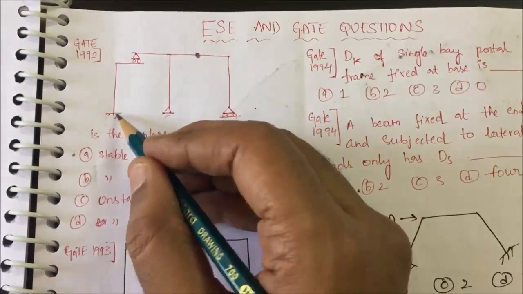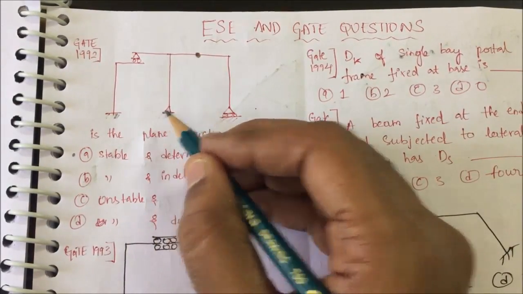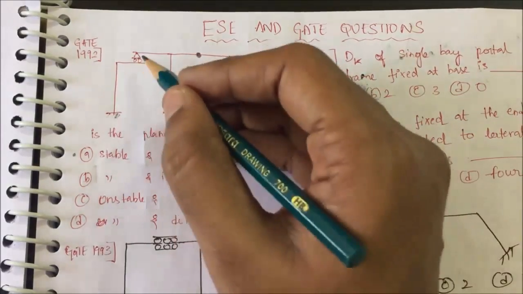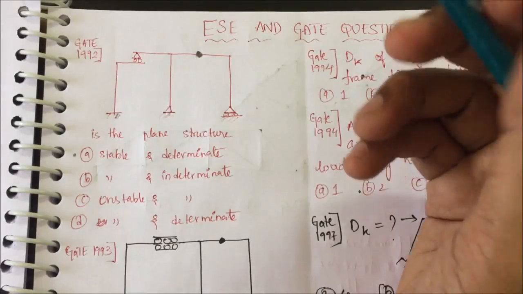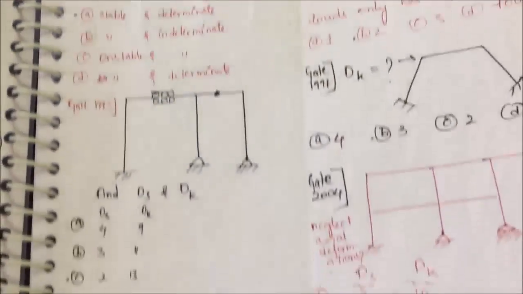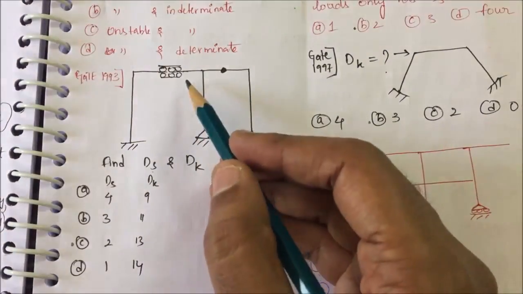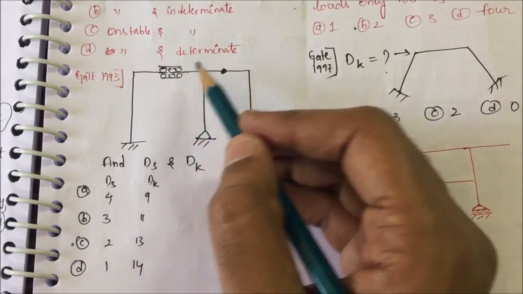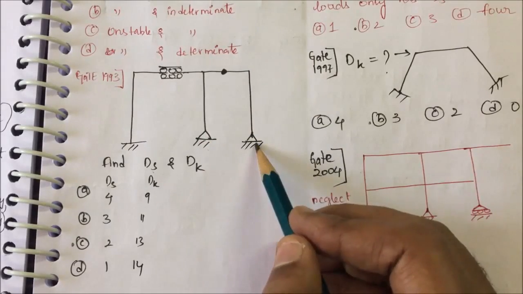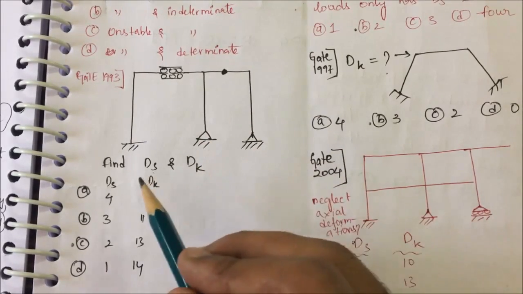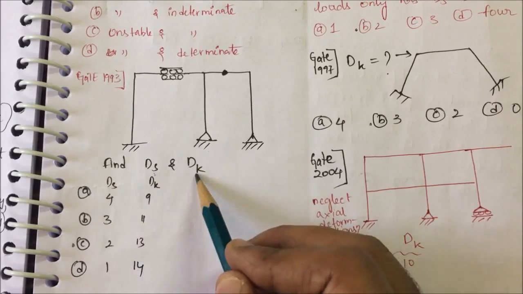So I have a fixed end here, I have a pin joint here, I have a roller support here, and I also have a roller support and an internal hinge somewhere here. And he is asking to find the static indeterminacy and kinetic indeterminacy. Same question here also. Here we have a horizontal shear release, and here we have a hinge, here we have pin joint supports, and he is asking to find what is our static indeterminacy and kinetic indeterminacy.